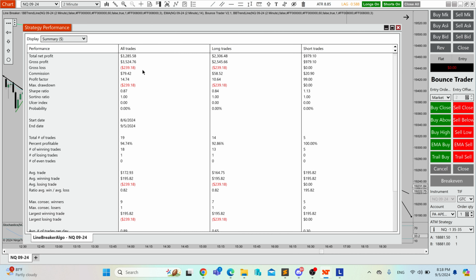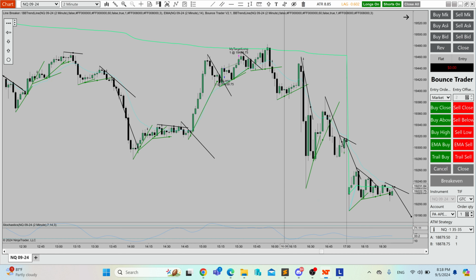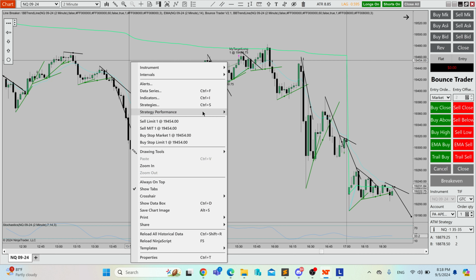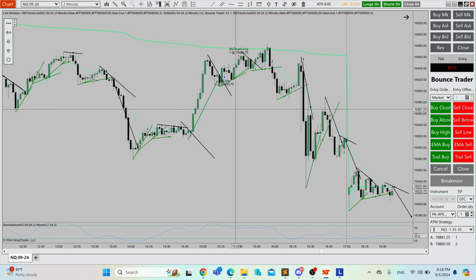I just loaded, let's see, this is September 5th, and the last 30 days on 2 minute. I know this may not be as accurate because it's just historical, but nevertheless, the win rate is super high here. So let's go over the settings of this strategy.